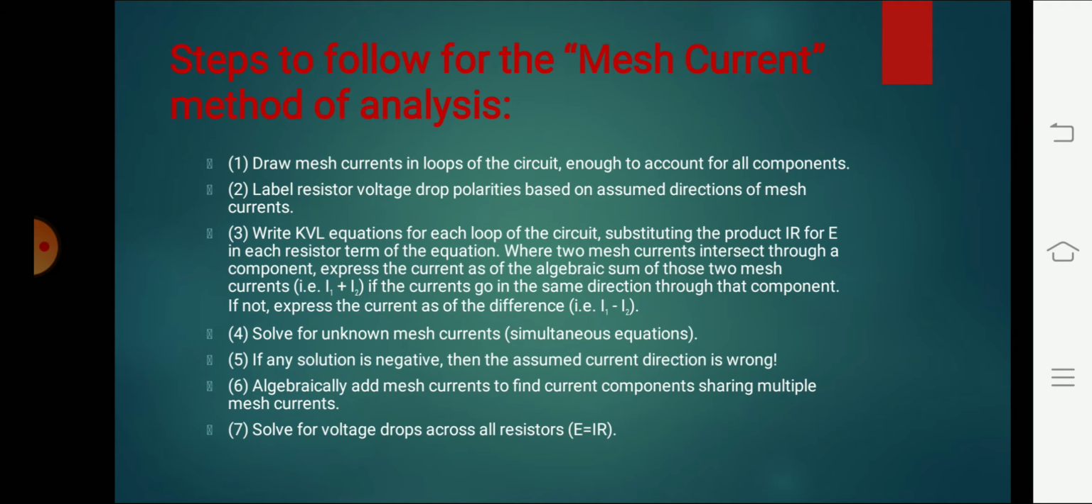Next, we see the steps to follow in the mesh current method of analysis. First, we draw the mesh current in each loop of the circuit. Second, label the resistor voltage drop polarities based on the assumed direction of mesh current. Third, write the KVL equation. The fourth step is to solve for the unknown mesh currents. The fifth step: if any solution is negative, the assumed current direction is wrong. Sixth, algebraically add mesh currents to find current components sharing multiple mesh currents. Seventh, solve for the voltage drop across all the resistors.